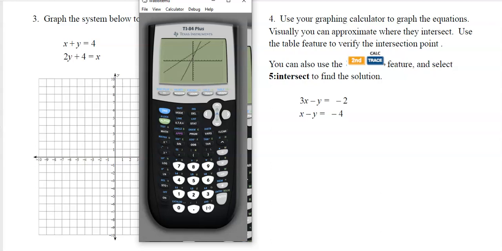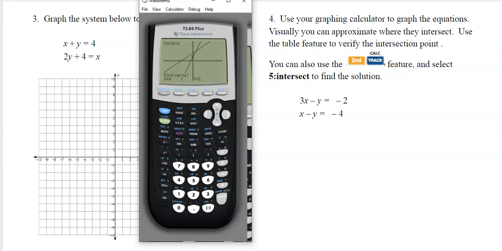All right. So it's kind of hard, though. These little pixels are kind of hard to see where it's at. So you could go to your table. But here's where we're going to use this calculation feature. I'm going to go to second, and where it says trace, above it says blue calc. I'm going to hit second calc. And then when you look down, we could find the minimum, the maximum. We want to go to number 5, which says intersect. So I hit number 5.